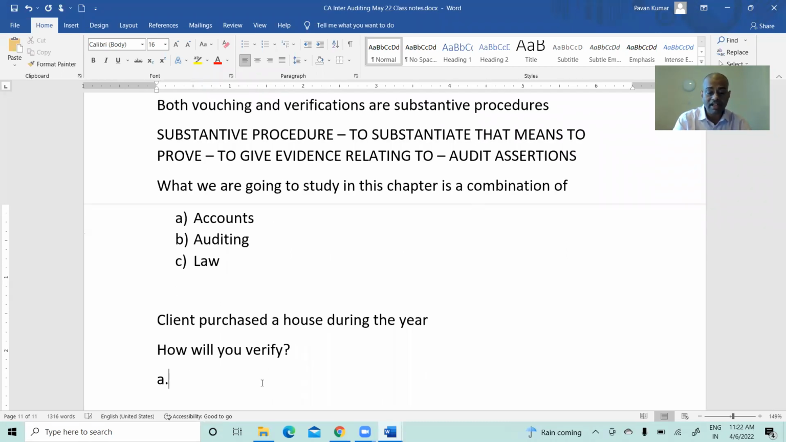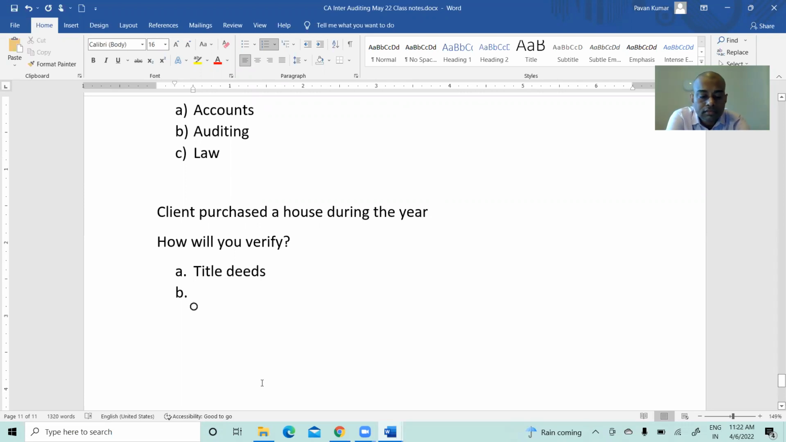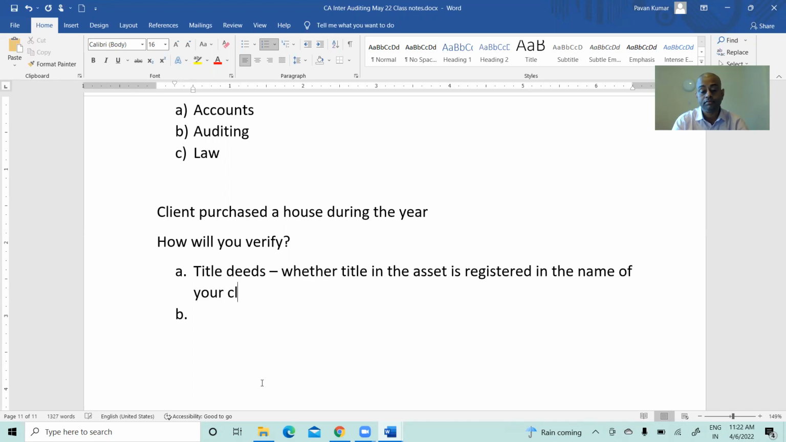So you said one, title deeds. Okay, verify title deeds, correct. Then continue. Tell more, ma. One, you will verify title deeds. Then what will you see in title deeds? Whether the property belongs to the person, sir. Whether title in the asset is registered in the name of your client. Yes, sir. Okay, very good. Then, whether any taxes have been paid for the property, like municipal taxes, in order to claim deductions, sir.